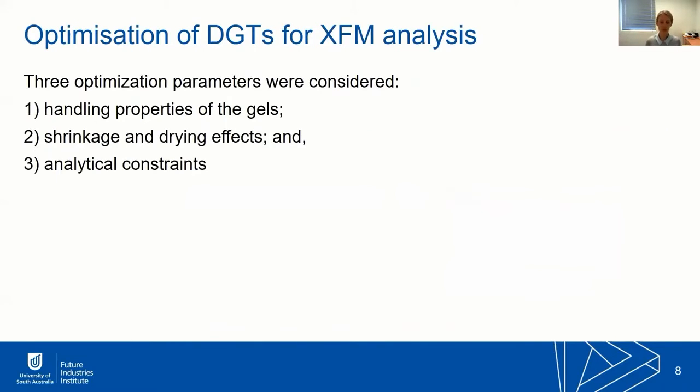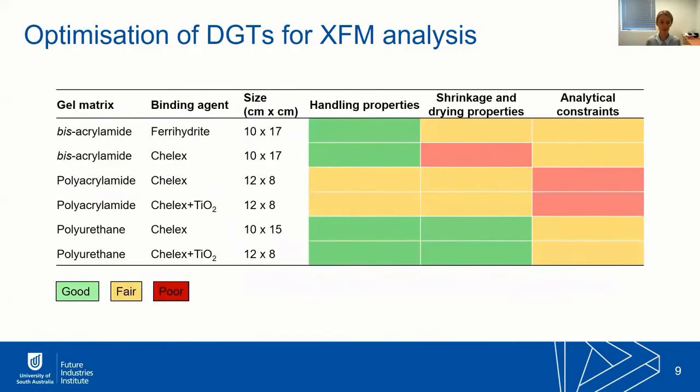There were 3 parameters that we considered: the handling properties of the gels, any shrinkage and drying effects, and analytical constraints. This table shows how most of them fare. We looked at 3 gel matrices: acrylamide and a polyacrylamide gel, which is probably the most commonly used gel type in DGTs, and we also used a polyurethane gel. We also used a number of different binding agents which bind either cations or anions.